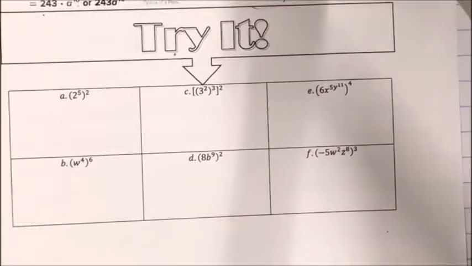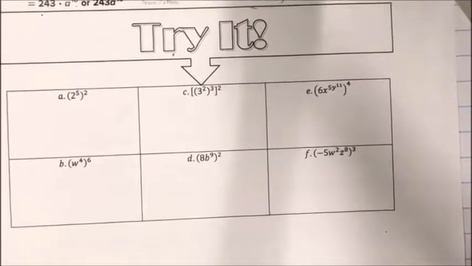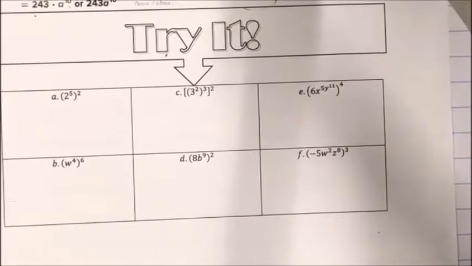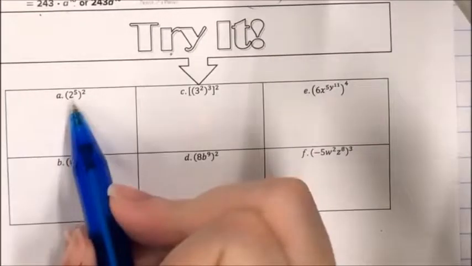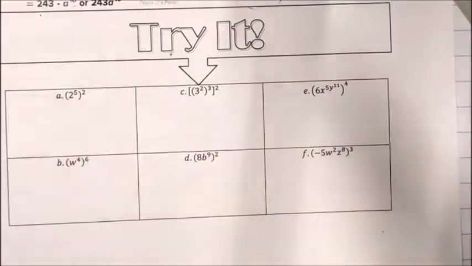All right, so you have 6 try-it problems, so go ahead, pause the video, do the try-it problems, and when you're done, come back and we will go over them. All right, so the first try-it problem I have is 2 to the 5th squared. Okay.